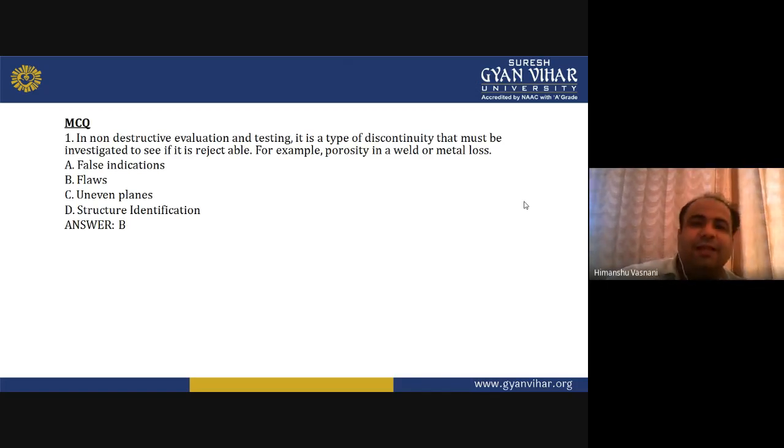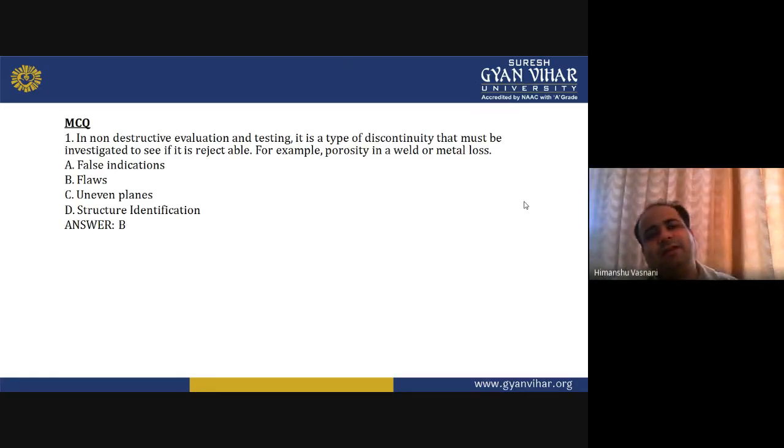In non-destructive evaluation and testing, it is a kind of discontinuity that must be investigated to see if it is rejectable. For example, porosity in a weld or metal weld. I have also discussed with you in the starting that if anything is rejectable, then it is a flaw. Indications are different things. It may be a true indication or it may be a false indication. But a flaw is a discontinuity that must be rejectable. Okay, this is the flaw.